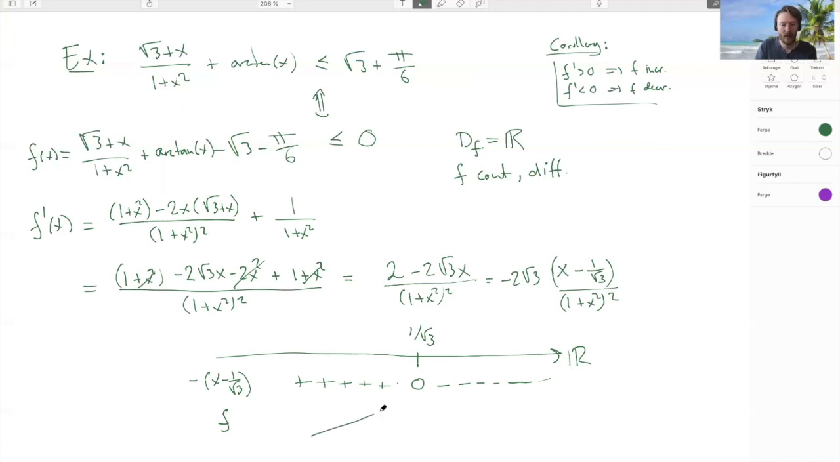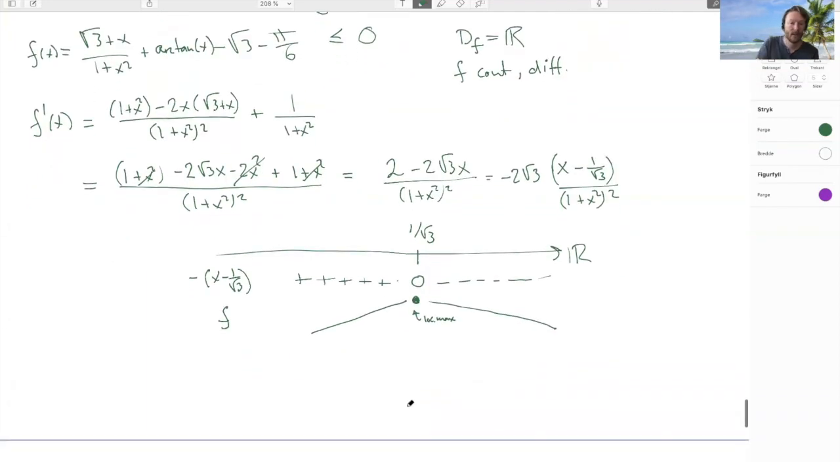So now I deduce that f increases here and decreases here. So here we have the max. And then we're going down here and here. So what was my question? My question is whether this f here is always less than or equal to 0. And this is equivalent to asking if this value here is at most 0. So we need to compute f at 1 over square root of 3.